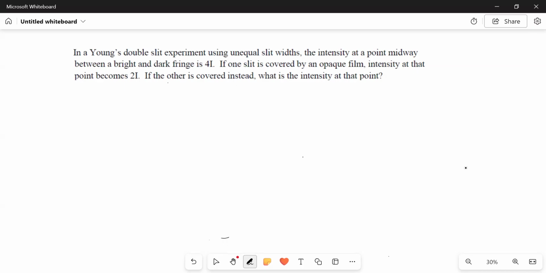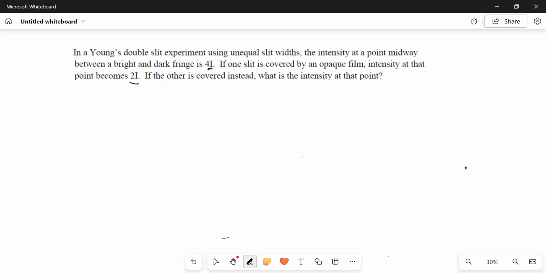The question reads: in a Young's double slit experiment using unequal slit widths, the intensity at a point midway between a bright and dark fringe is 4I. If one slit is covered by an opaque film, the intensity at that point becomes 2I. If the other is covered instead, what is the intensity at that point?